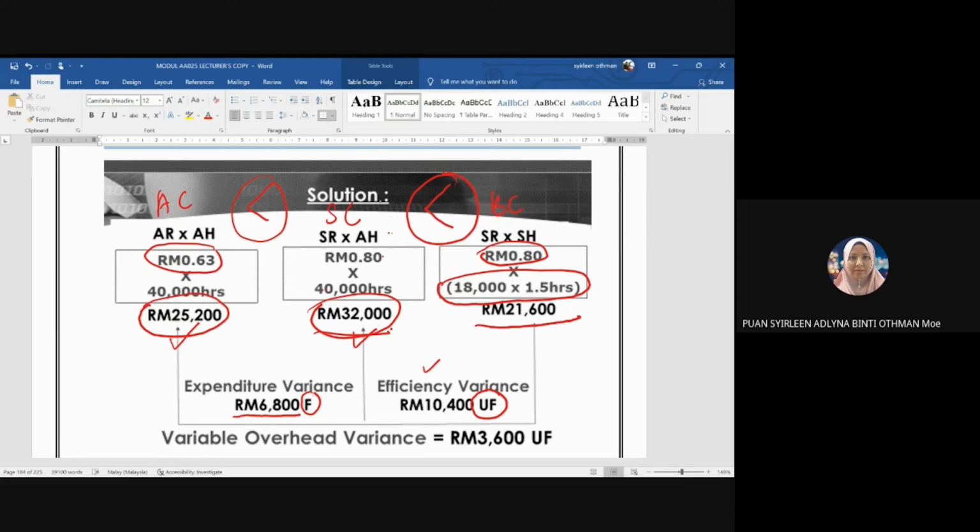Okay, so your variable overhead has one F and one UF. So we will subtract the figures. To decide whether to put F or UF at the back, you look at the greater amount. So the greater amount is 10,400. So I will have UF at the back. So the difference between 6,800 and 10,400 is 3,600.